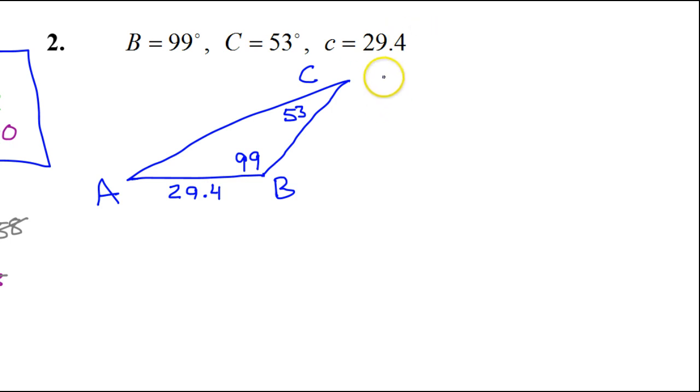So let's go ahead and set up our solution box. We're going to need the measure of angle A for this one. And we're going to need side A and side B.